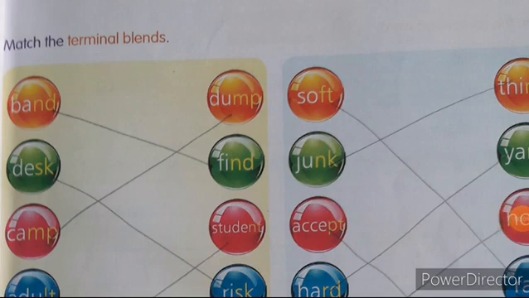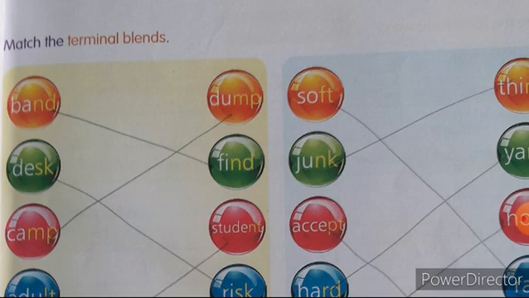That is match the terminal blends. First we have learned the initial blend, that is the front portion. The first sound of a word is known as the initial blend. The last sound of a word is known as the terminal blend. So listen carefully, children. The words are given on both the left side and the right side. First you have to read the sound, and then you have to match the terminal blend. So it is the last sound of the word. The sound and letters will be the same for each word. That you have to find out and match.